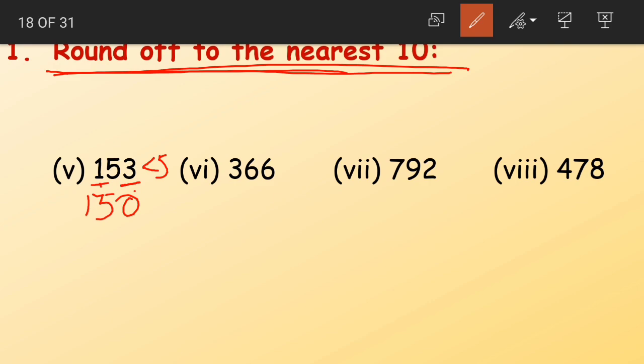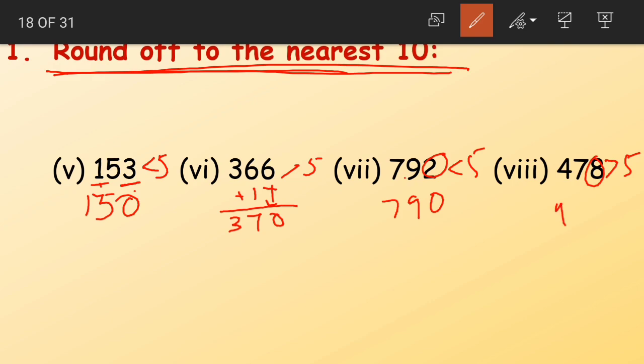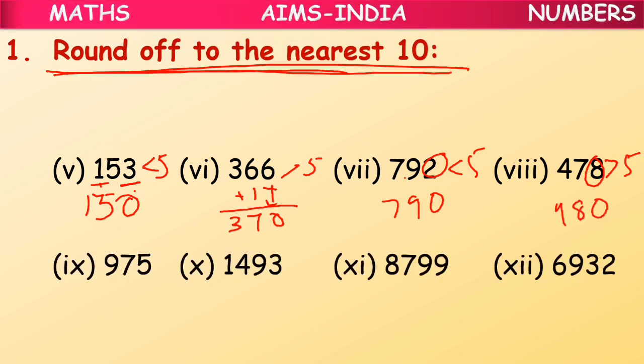Now again for 366. Here 6 is greater than 5. So we'll add 1 to the tens digit. So the answer will become 3, 7 and 6 will be replaced with 0. 370. Now question number 7. 2 is less than 5. So it will remain the same, 790. Now 8 is greater than 5. So 47 becomes 48 and then 0, 480.